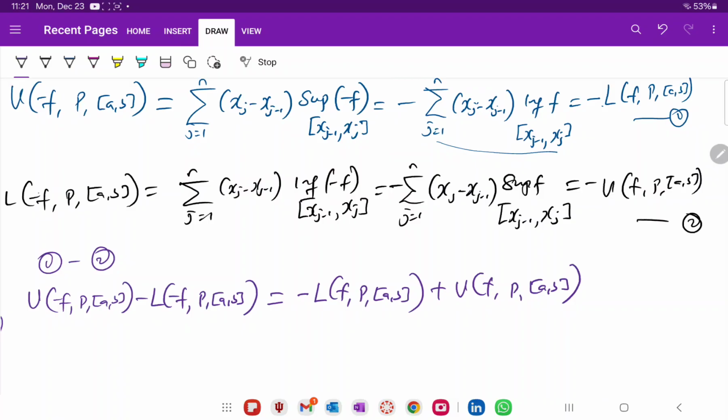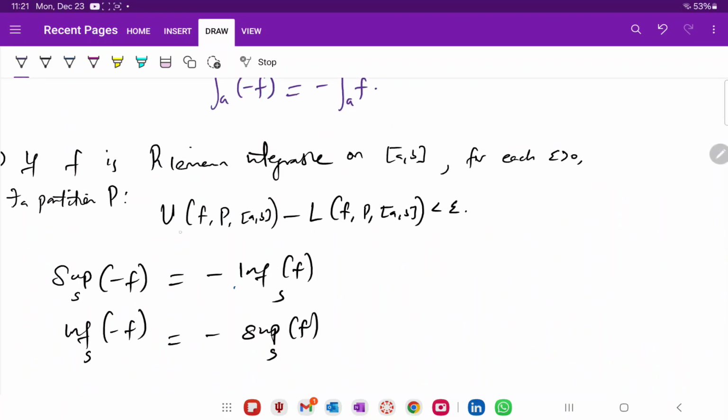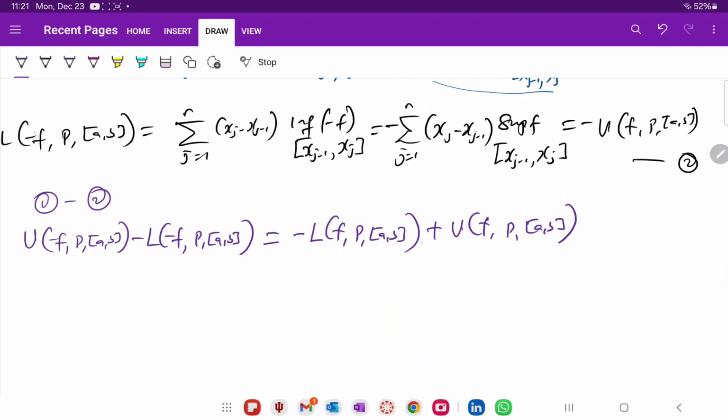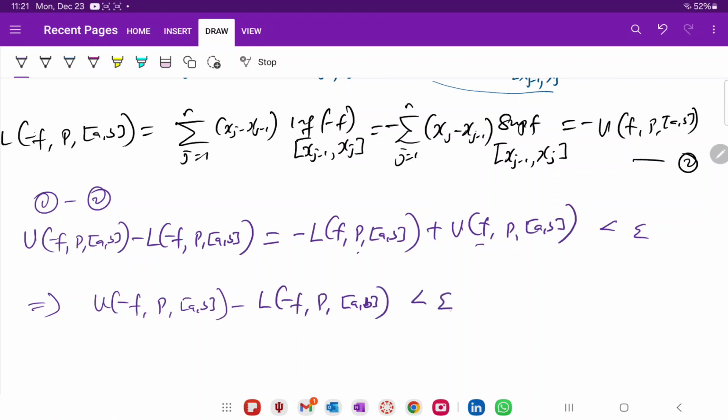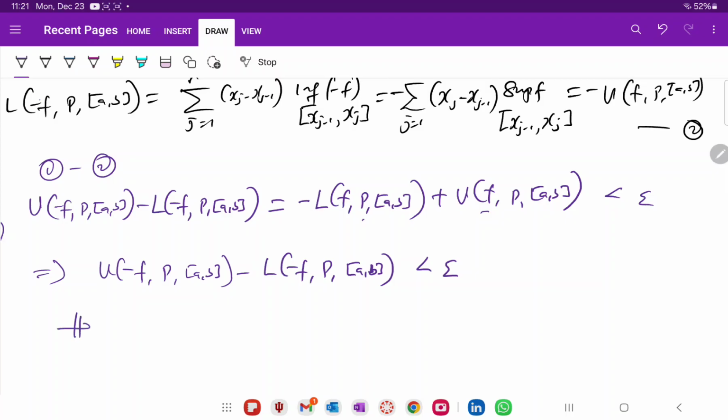By what we noted here, we have this difference is less than epsilon. So this implies that the upper Riemann sum of the negative function minus the lower Riemann sum is less than epsilon, and this shows that minus f is Riemann integrable.